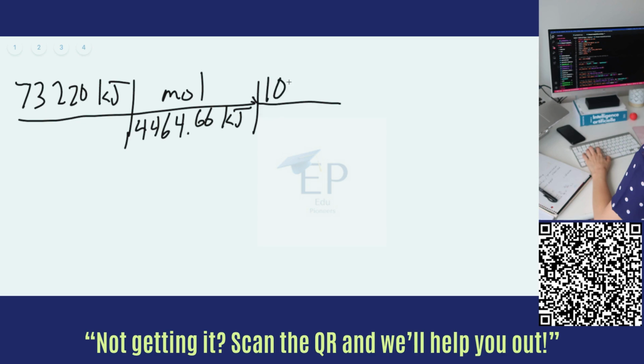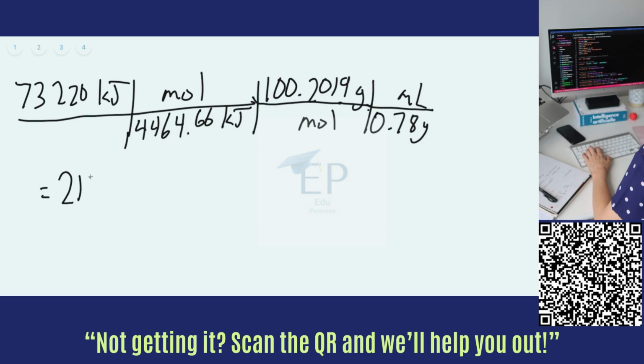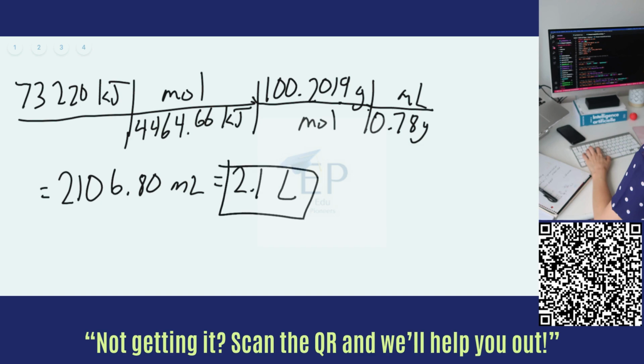And so we can take the molar mass of C7H16, 100.2019 grams per mole, and then divide that by the density, 0.78 grams per milliliter. And the density is given in the problem. And so that gives us that we will need 2106.80 milliliters or 2.1 liters of fuel. And that is our final answer.